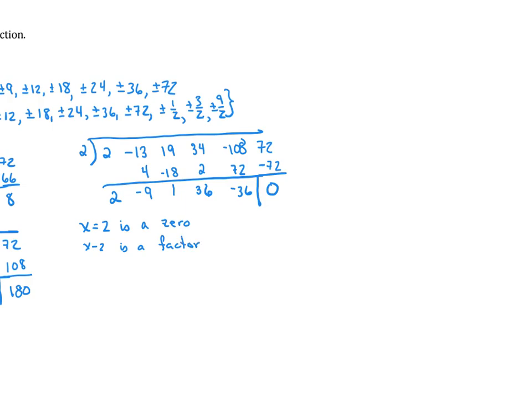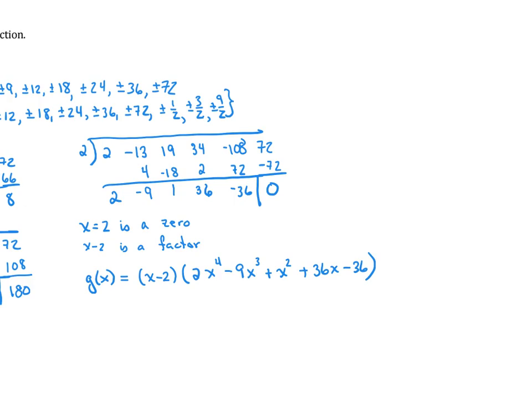Now, what can we say? We've just found a factor of g of x. So g of x is now equal to x minus 2, since it's a factor, times, and then we can use our quotient. So we have 2x to the 4th now, minus 9x cubed, plus 1x squared, plus 36x minus 36.